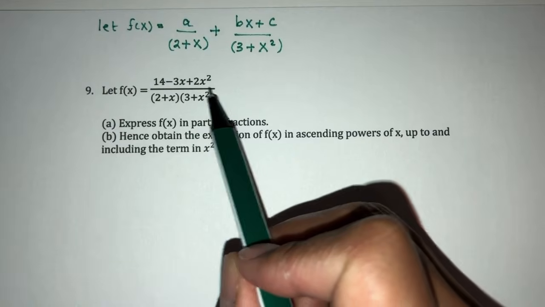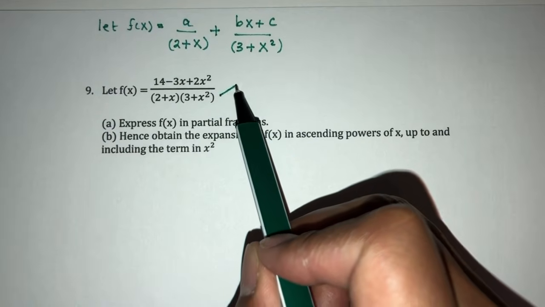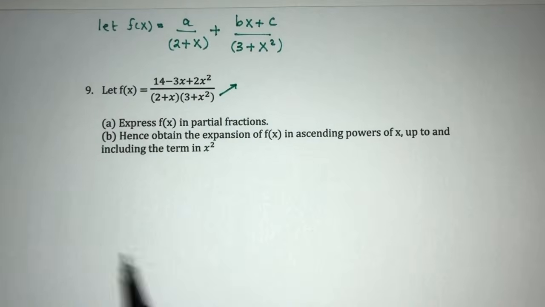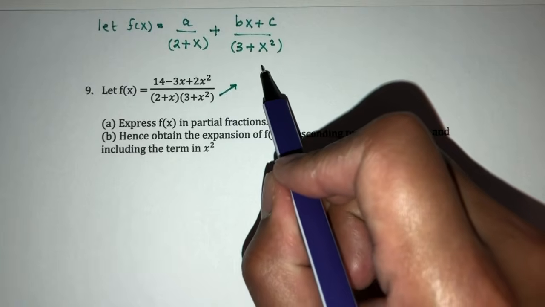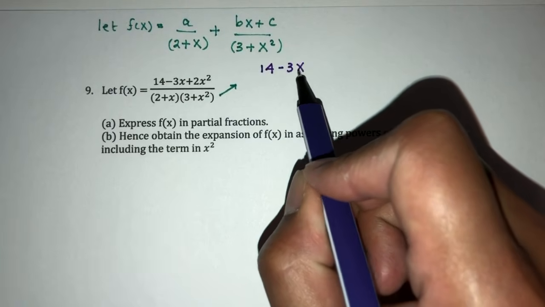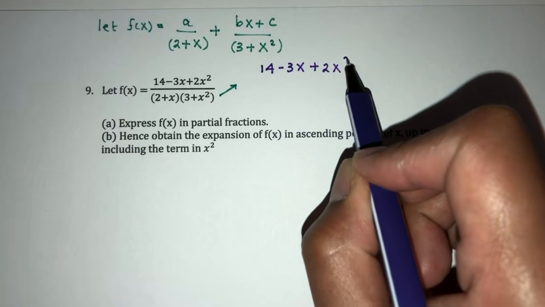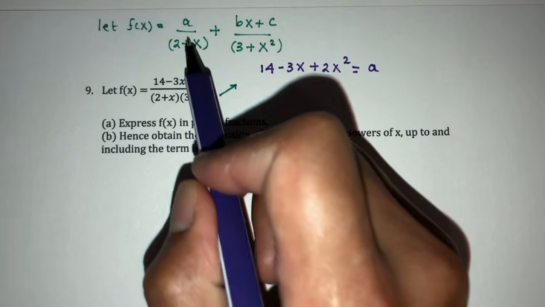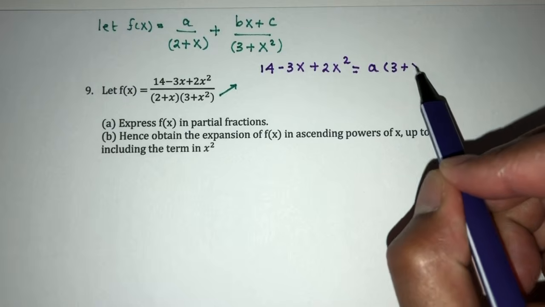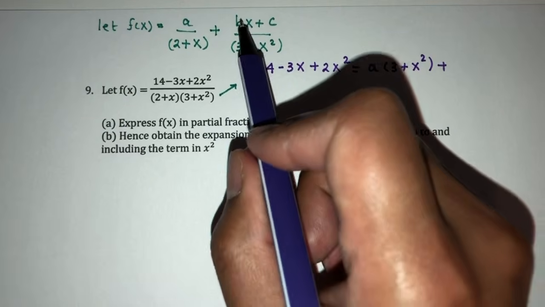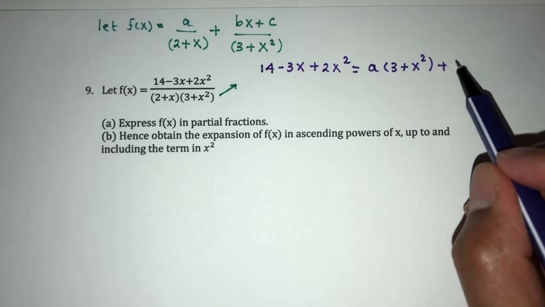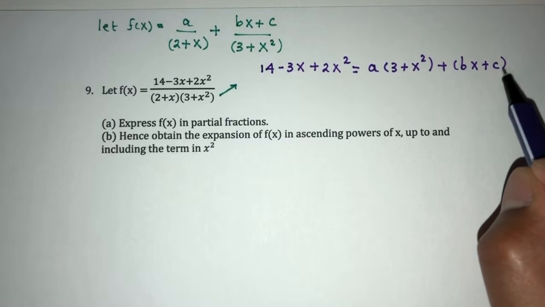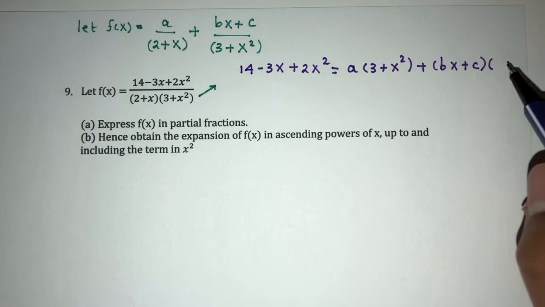Now, obviously, f of x is equal to this as well. We have to multiply both sides by the base, so by these fractions. Let's see what you will have. Eventually, by doing that, you will have this. On one side, you will have 14 minus 3x plus 2x squared is equal to A. So A over this multiplied by this will give you A times 3 plus x squared. And then B over this multiplied by the base will give you Bx plus C. And here will be the value of 2 plus x.